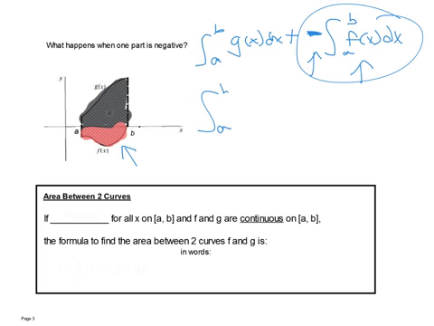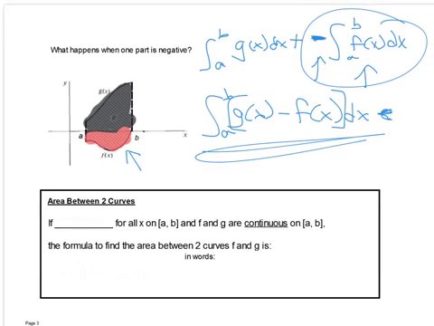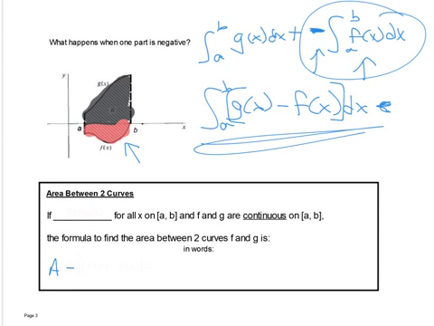So really what happens is we're still doing the top curve minus the bottom curve. In other words, the formula still works, and the negatives work themselves out. So we have the area equals the integral from a to b of the top curve minus the bottom curve. So I won't put f and g in there, dx or whatever you're doing.